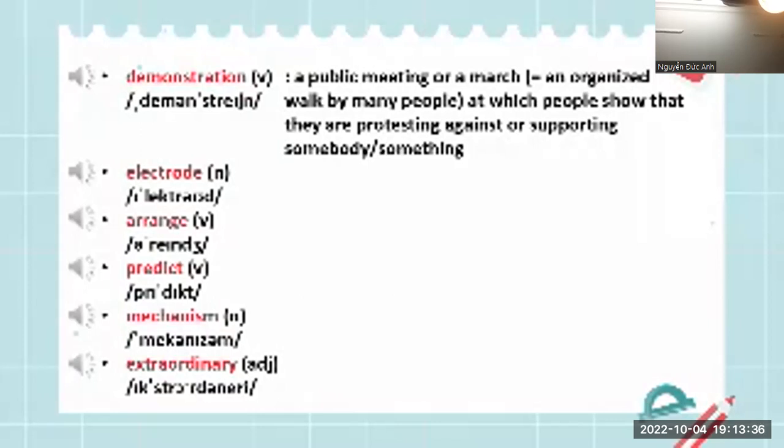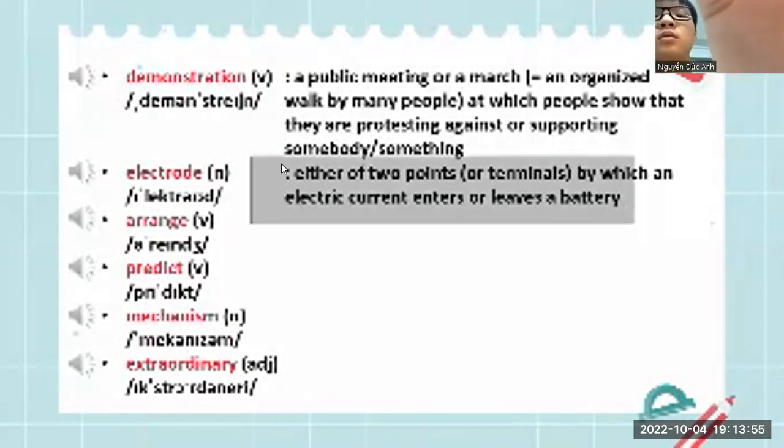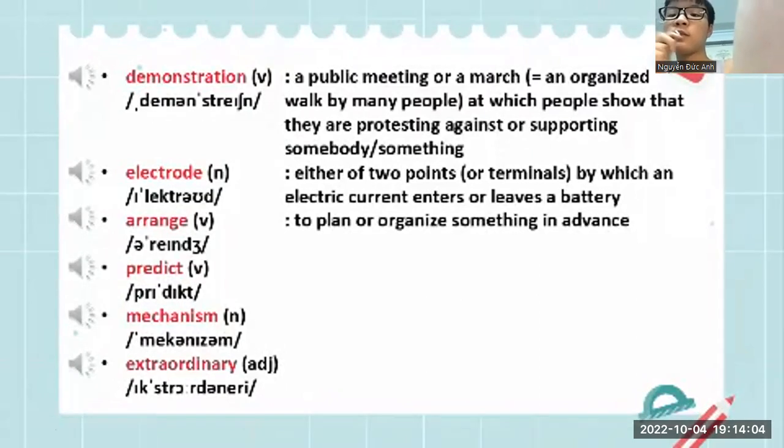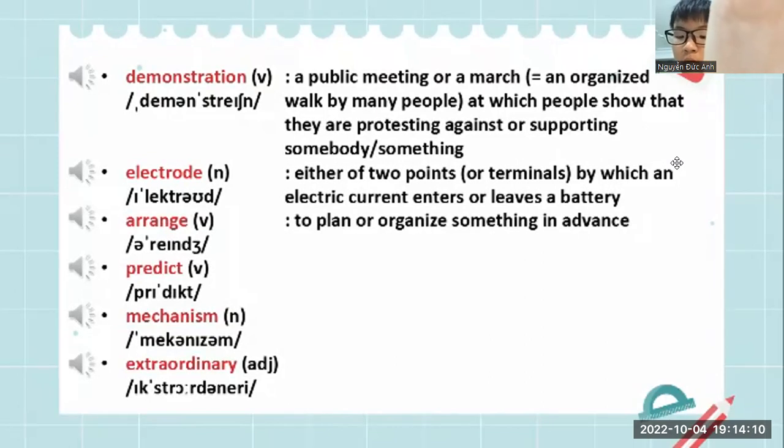Okay, when you say demonstration, it's just like protesting. When you say protesting, that's a large number of people who are against the government. Electrode is either of two points or terminals by which the electric current enters or leaves a battery. Then arrange, that means to organize something in advance. Okay, I will use arrange in a sentence. So, Anne, since I was absent last week, can we arrange a makeup class? So, that is arranging. That's just an example, Anne. Okay, predict. What do you mean by predict?